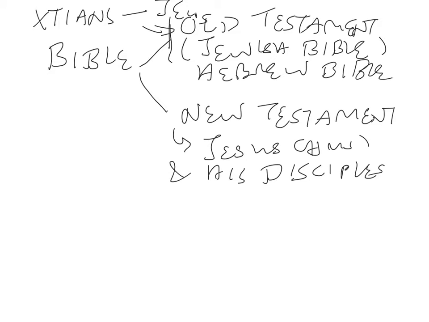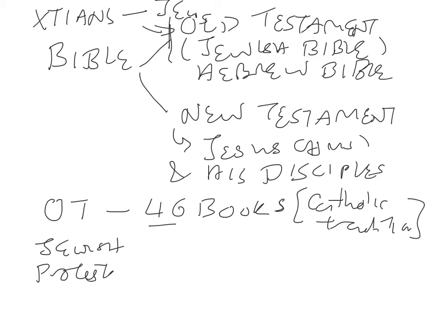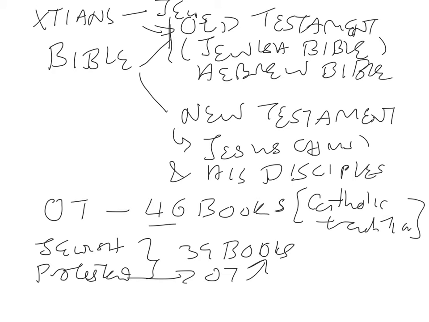Now, the Old Testament has 46 books. Okay, and this number pertains to the Catholic tradition. So in Catholic Bibles, you see 46 books in the Old Testament. In Jewish Bibles and in Protestants, so Protestants are Christians who broke away from the Roman Catholic Church, okay, the Jewish Bible is 39 books, and so the Protestant Old Testament, which follows the Jewish Bible, is also 39 books.